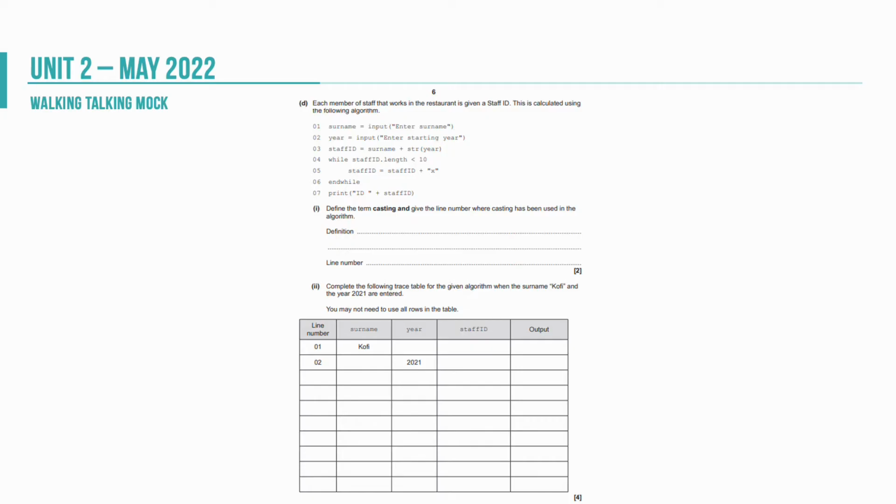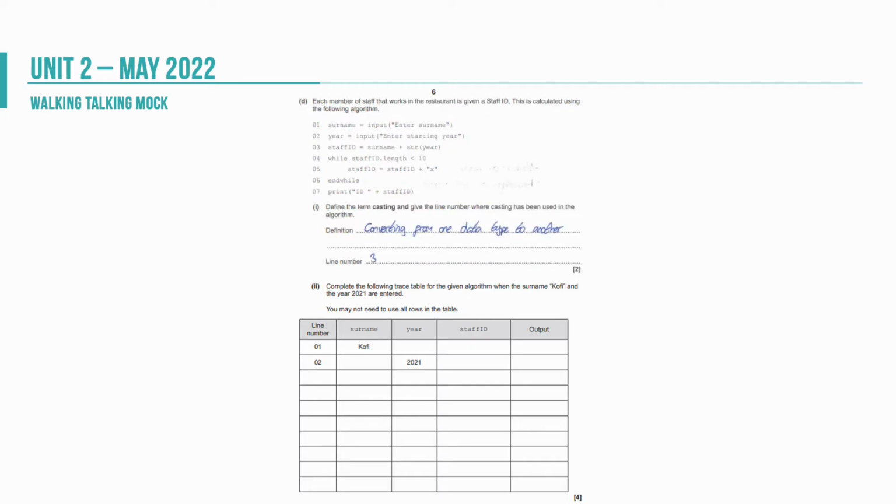In this example, all we're actually being asked is to define the term casting and to give the line number where that is happening. Casting is when we convert from one data type to another. So we turn something into a string or a float or an integer. That's happening on line 3. Staff ID equals surname plus STR year. So we're taking the year, which was probably a number, and we're turning that into a string.